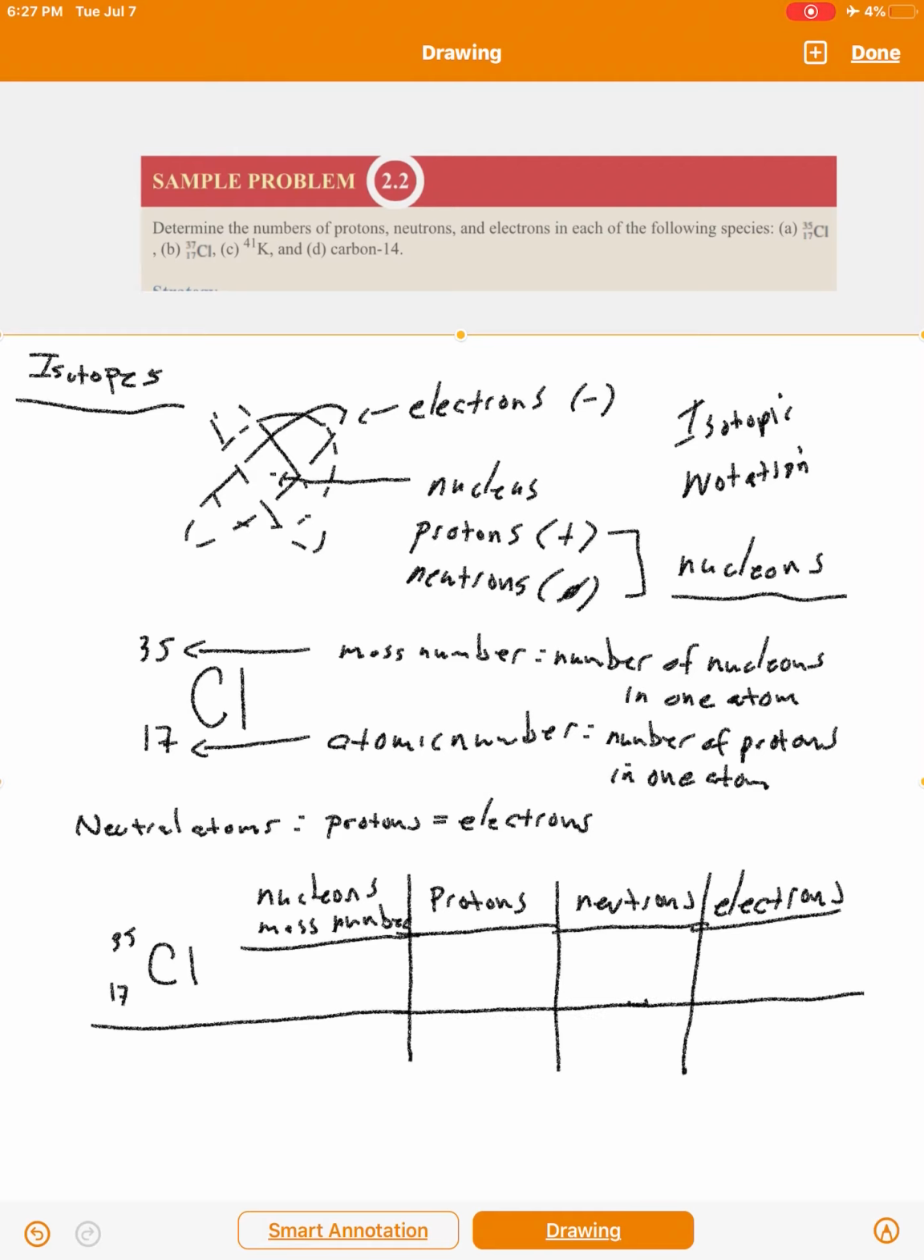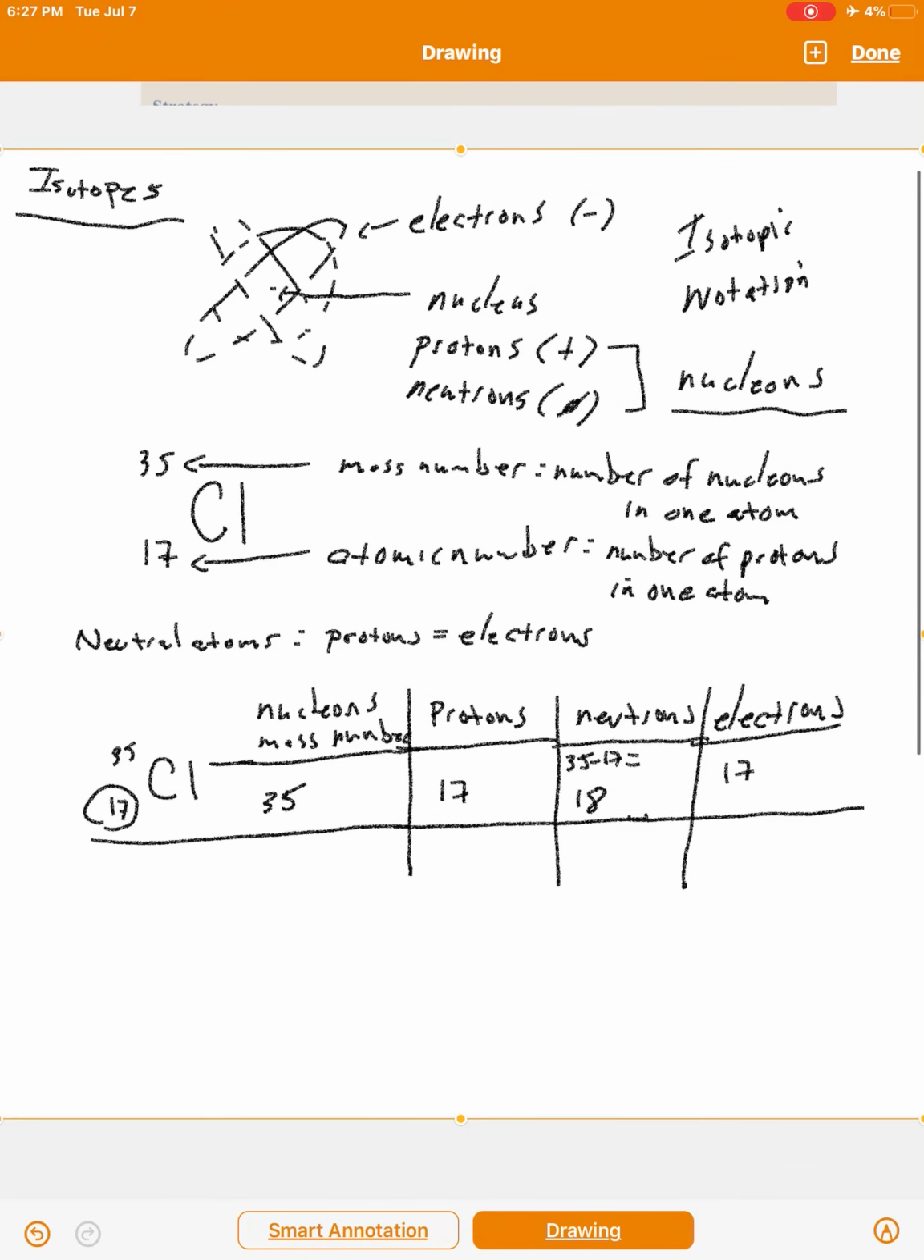That's a 35. Number of nucleons, that's the mass number, 35. Number of protons, that's this number down there, 17. The number of neutrons is very simply calculated. If the mass number is 35, and that's the number of protons and neutrons, and the number of protons we've already determined is 17, number of neutrons would just be 35 minus 17, which is 18. 18 neutrons. And then again, the atomic number also gives us the number of electrons, so that's 17. Okay, does that make sense? Hopefully it does.